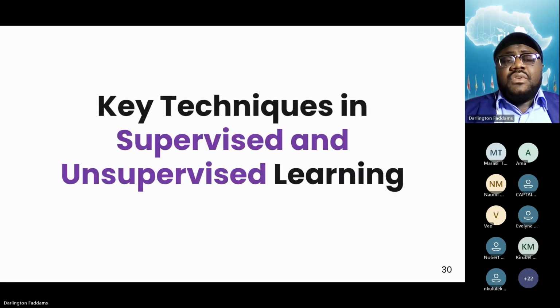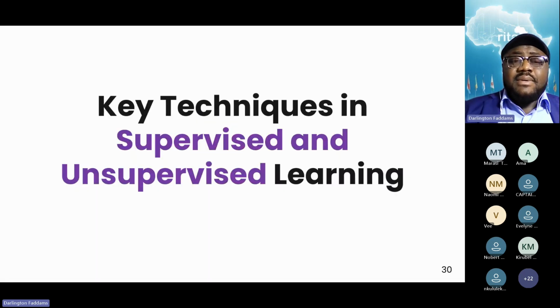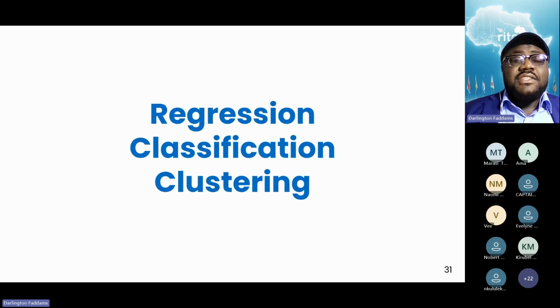All right. We looked at some key techniques in supervised and unsupervised learning, and we mentioned what is called regression, classification, and clustering. I'm giving this to you as an assignment, and you are going to write on these three. What is regression? What is classification? What is clustering? And you send your answers to assignments@rateafrica.com. Every assignment has records that will be added to your record. So please do this and send it.